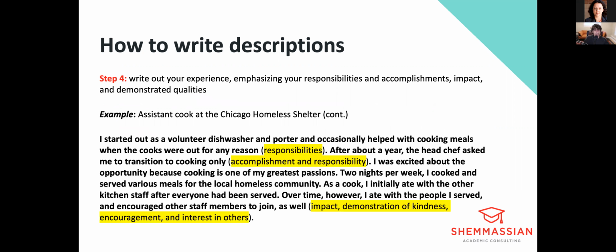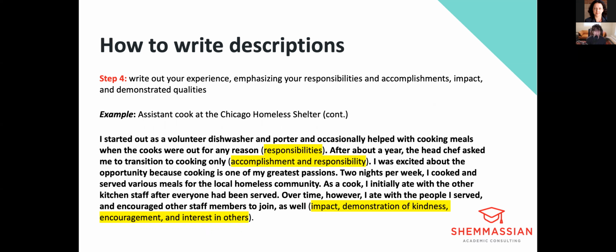So, step four, you should write out your experience, emphasizing your responsibilities and accomplishments, achievements, and demonstrated qualities. All right, let's get into an actual example, and then we'll talk about what each of those different sentences cover. I started out as a volunteer dishwasher and porter, and occasionally helped with cooking meals when the cooks were out for any reason. So that was the responsibility. Okay. After about a year, the head chef asked me to transition to cooking only. Another accomplishment and responsibility. I was excited about the opportunity because cooking is one of my greatest passions.